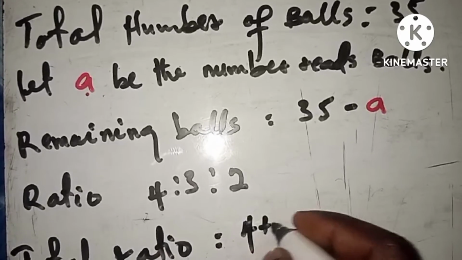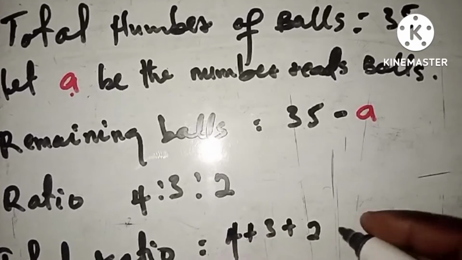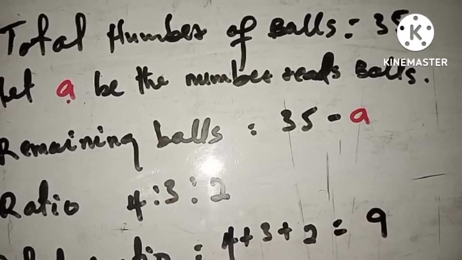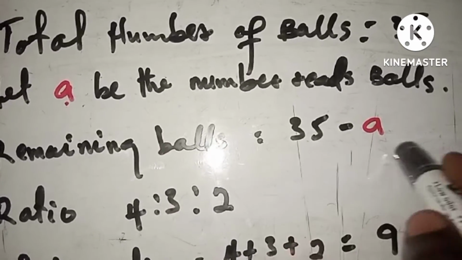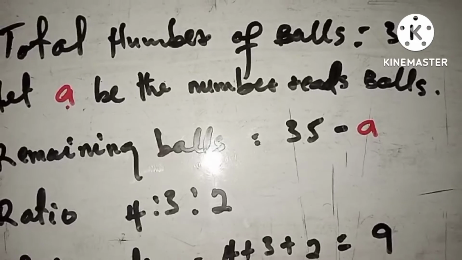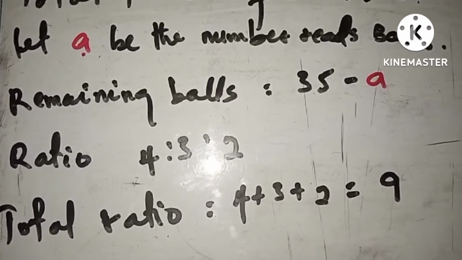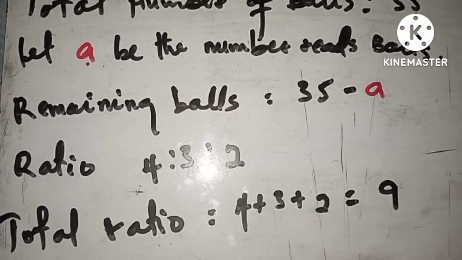The total ratio is equal to 4 plus 3 and then plus 2, right? You have to add everything that they are sharing. So that is 7, and then plus 2 equals 9. This is the ratio that they are sharing. They are sharing the remaining balls that are left. Is that okay? So now if the total is 9, they say the smallest share was 6 balls. It's very, very simple.